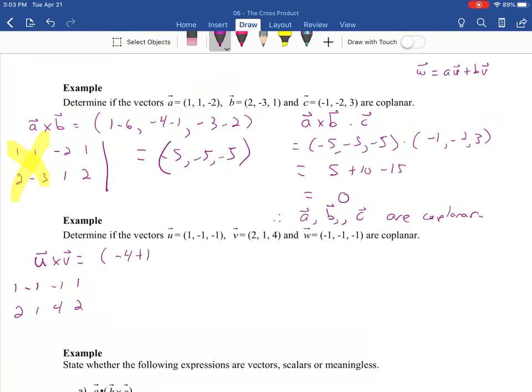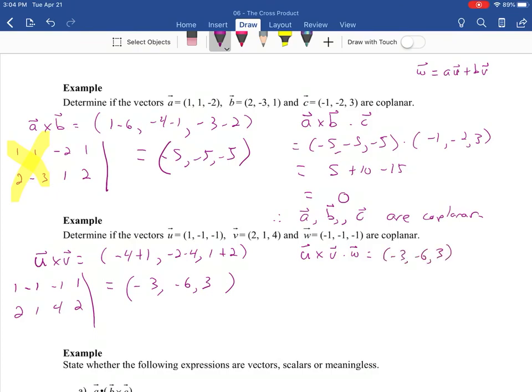1, negative 1, negative 1, repeat the 1. 2, 1, 4, repeat the 2. Negative 4 plus 1. Negative 2 minus 4. And then 1 plus 2. And I did that one a little faster on purpose to motivate you that with a little practice, that procedure can go pretty quickly. Now, u cross v is this vector that sticks straight out of the plane that has u and v in it.